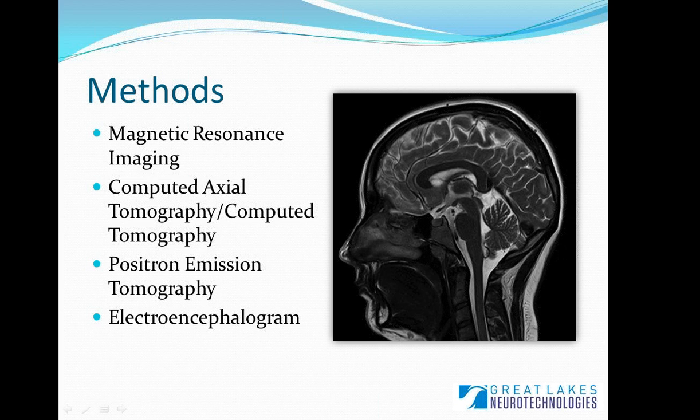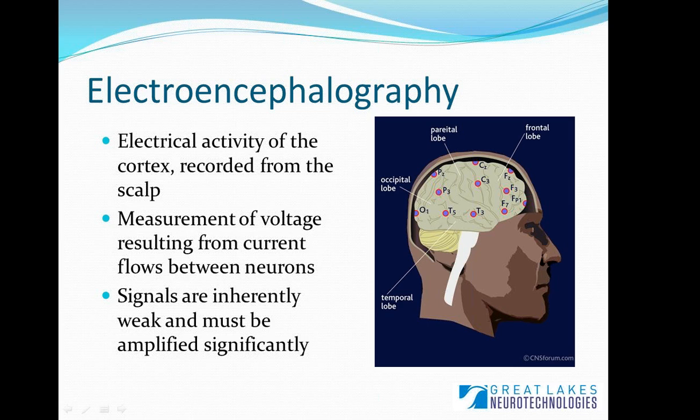So with the EEG, what you're doing is measuring the electrical activity of the cortex. This is recorded from the scalp using metal electrodes. I'll go into some more detail and explanation of that further in the presentation. EEG is a measure of a voltage output that results from current flows occurring between neurons in the brain. As different neurons fire related to tasks that the brain is completing, that creates an electrical output, and that's what we are measuring with EEG.